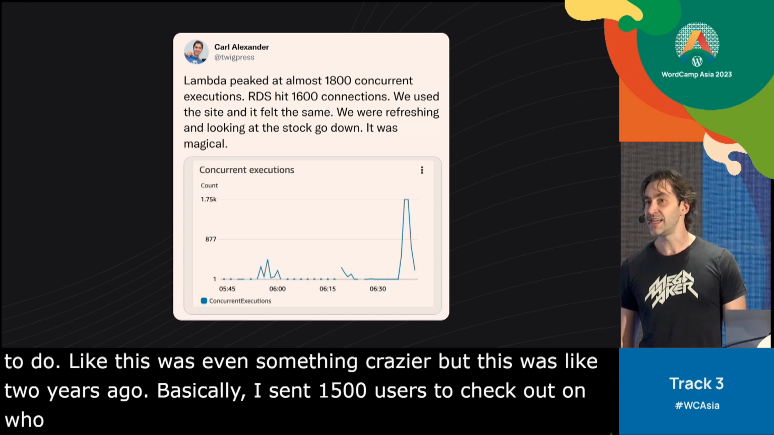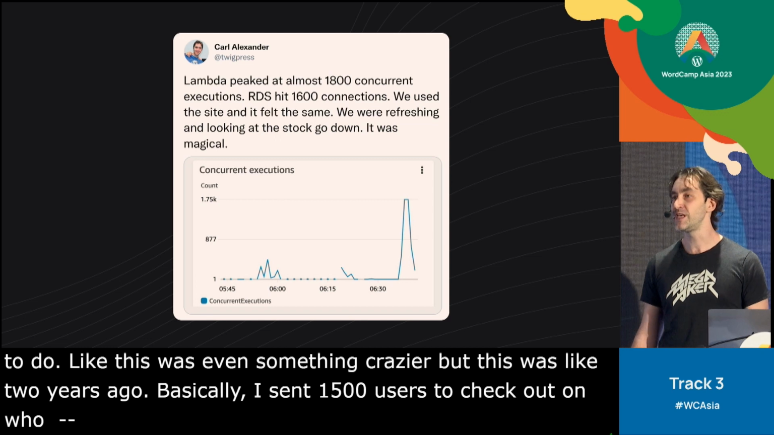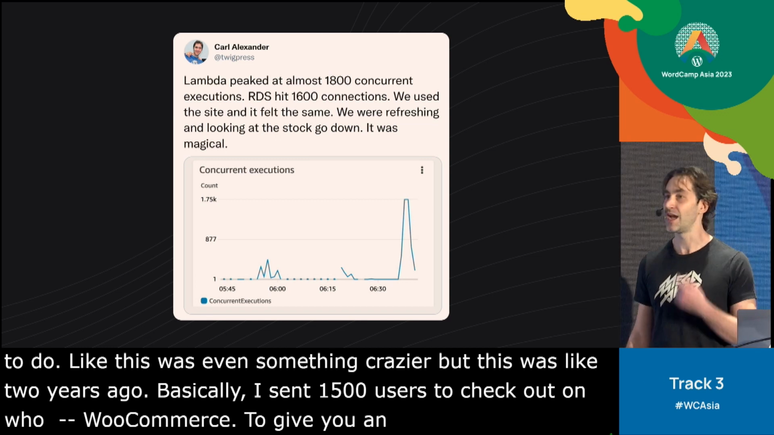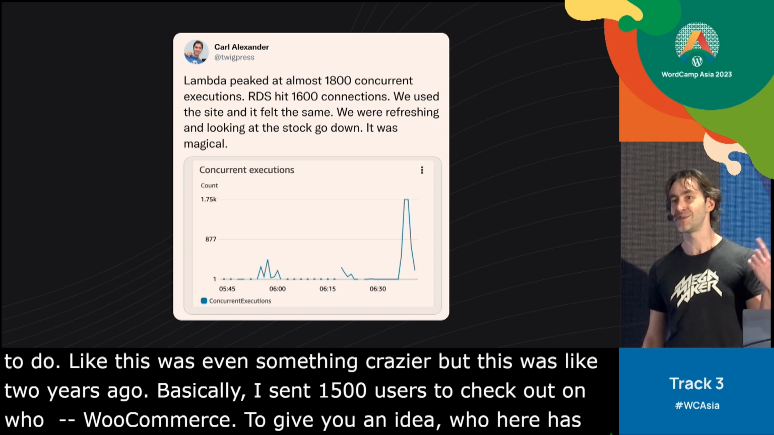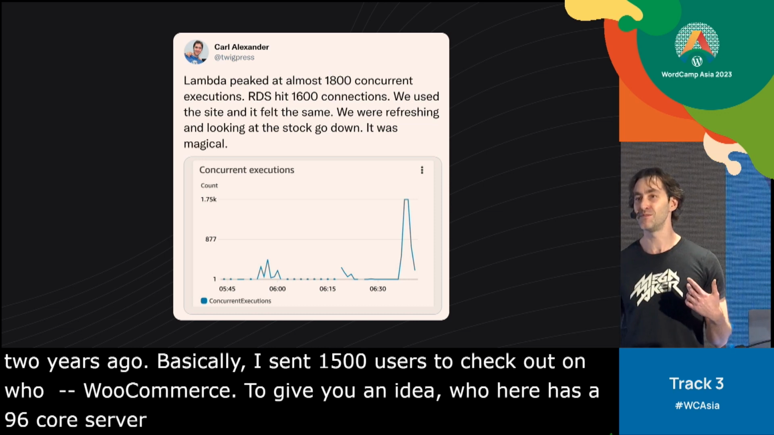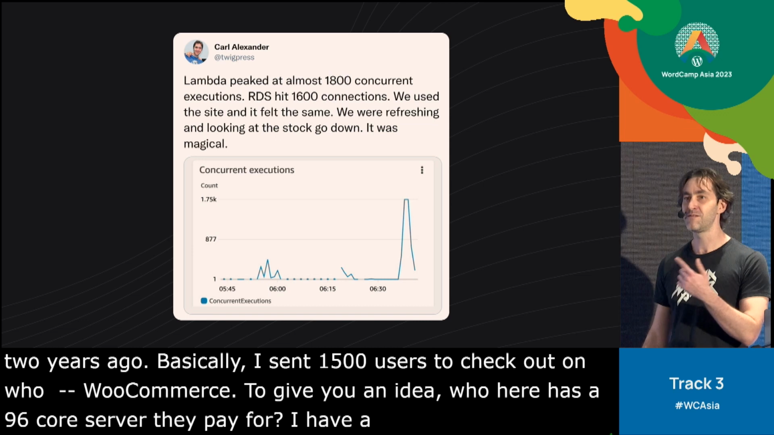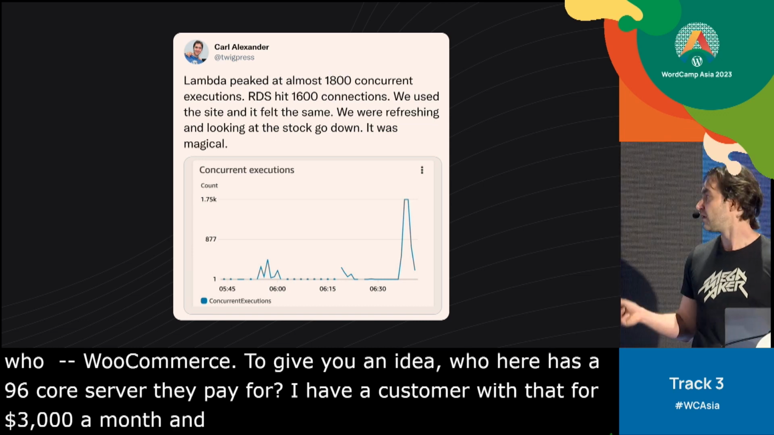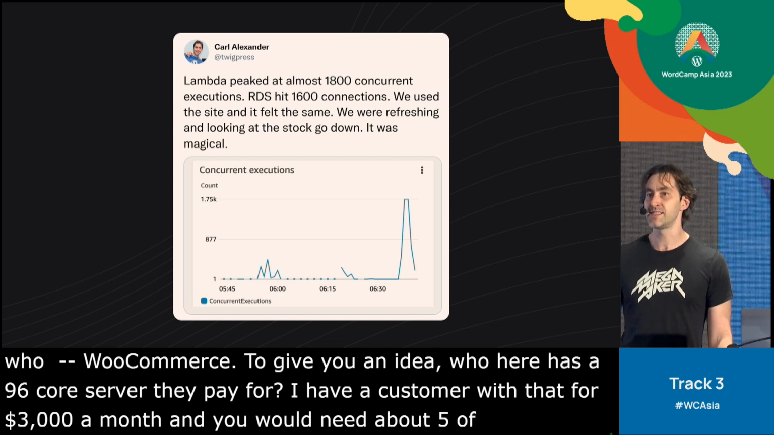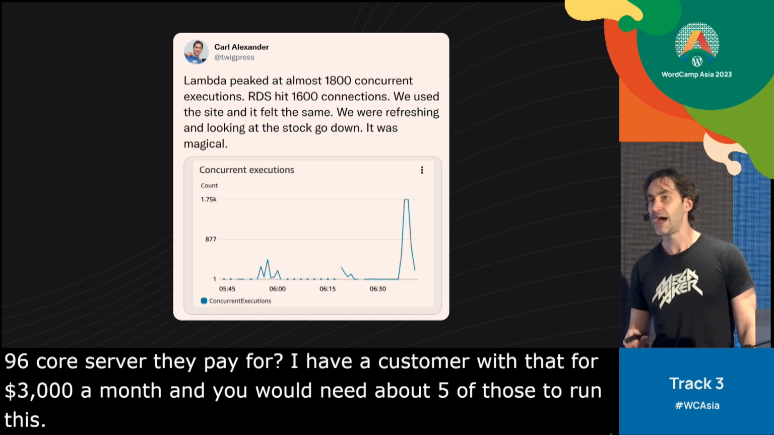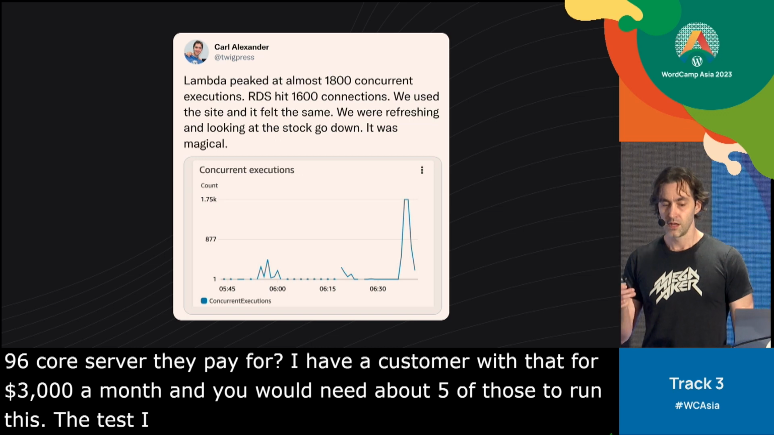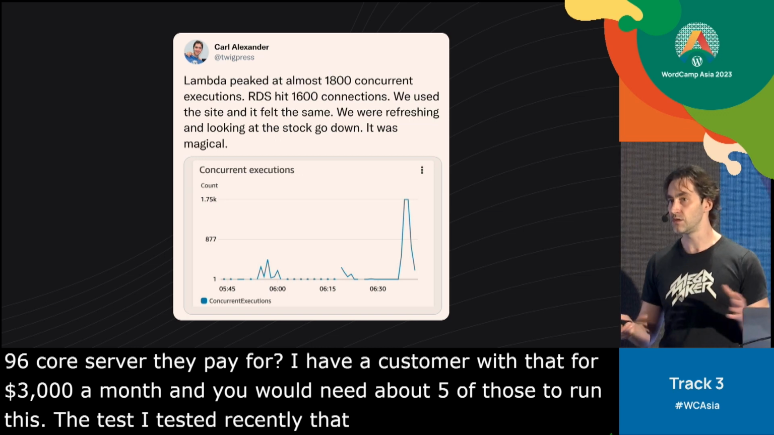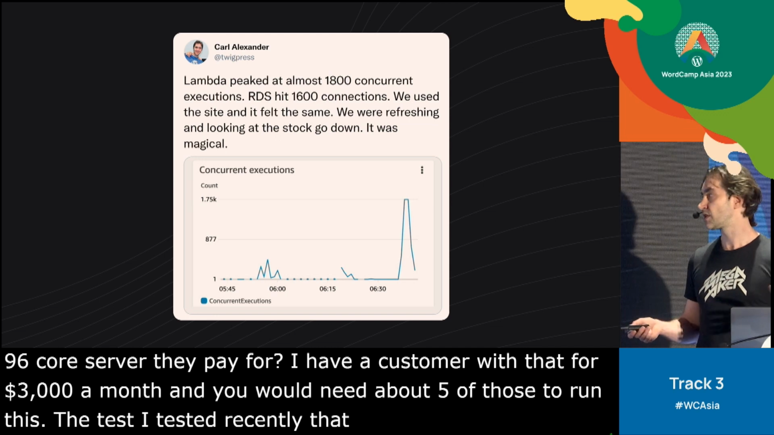To give you an idea, who here has a 96 core server that they pay for? Okay, well, I have a customer with that. They're $3,000 a month. You would need about 5 of those to run this. The test I tested recently cost $10. So that kind of scaling is really hard to do even with servers.